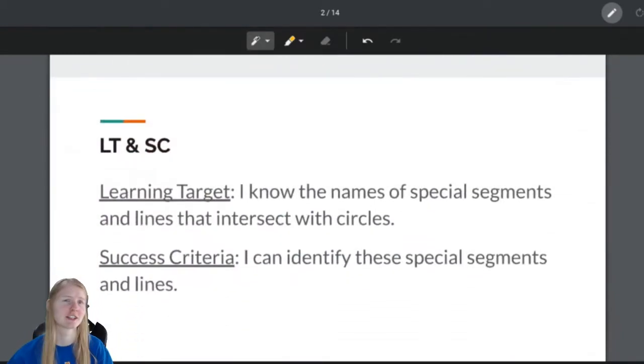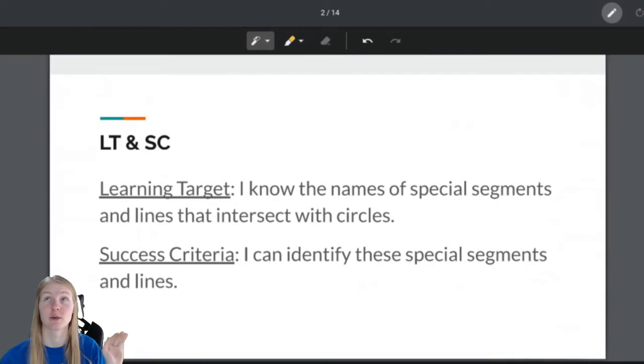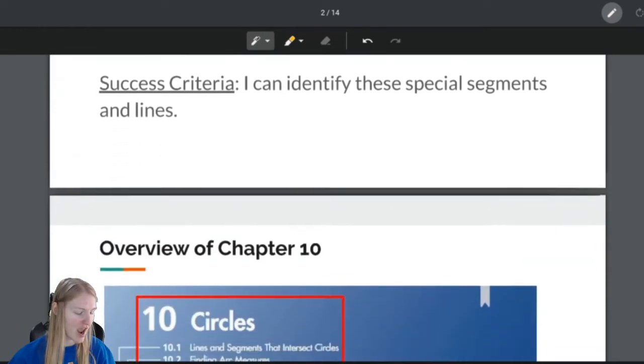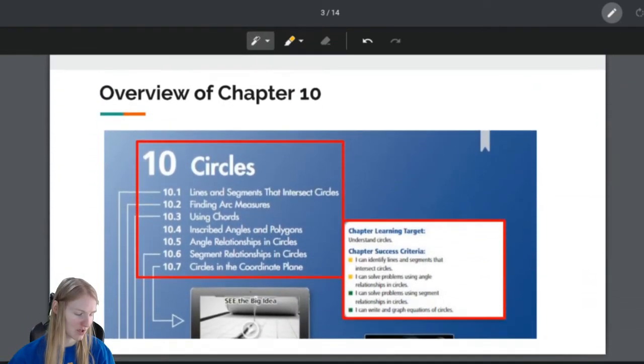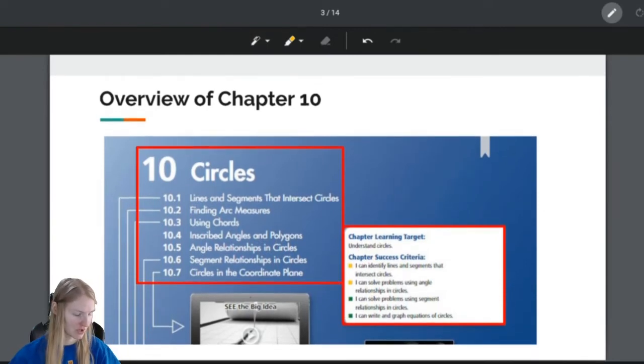Okay, what we have for today: our learning target and success criteria. The learning target says that you know the names of special segments and lines that intersect with circles. And the success criteria is that I can identify these special segments and lines. So hopefully you have noticed that yesterday and the day before we completely wrapped up chapter 9. We did a chapter 9 test. So we are moving on to chapter 10, which is all about circles.